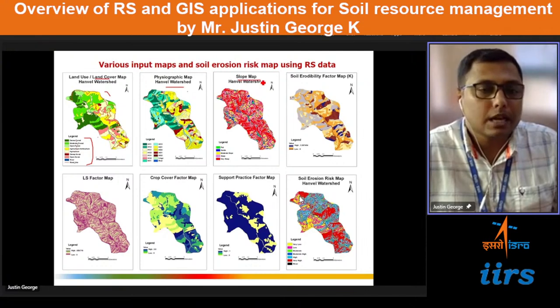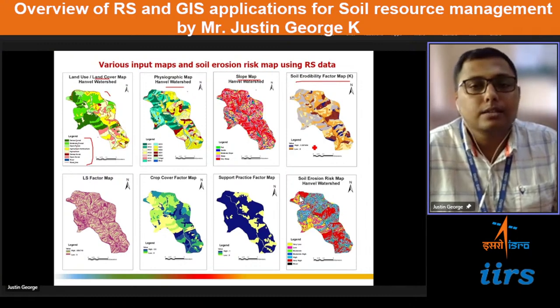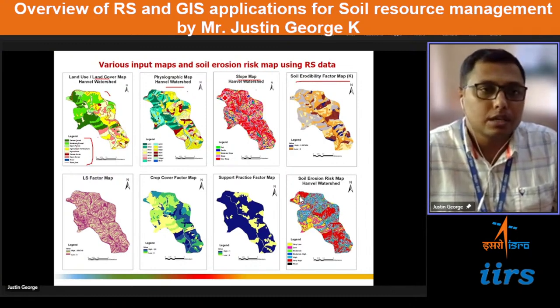This is the slope map, which can be mainly generated from the DEM. This is the soil erodibility factor map, which is generated using the organic matter content, the textural composition, that is the sand, silt, clay, as well as a structure and permeability code using the physiographic soil map. And this is a slope length steepness factor, which is known as the LS factor, mainly generated using the slope as well as slope length as well as the slope steepness. This crop cover as well as the support practice factor, these are mainly derived using the land use land cover map.